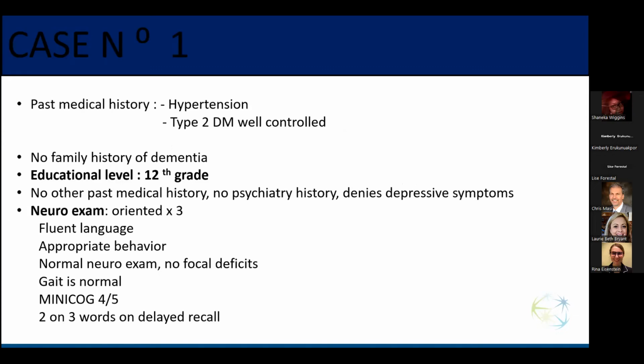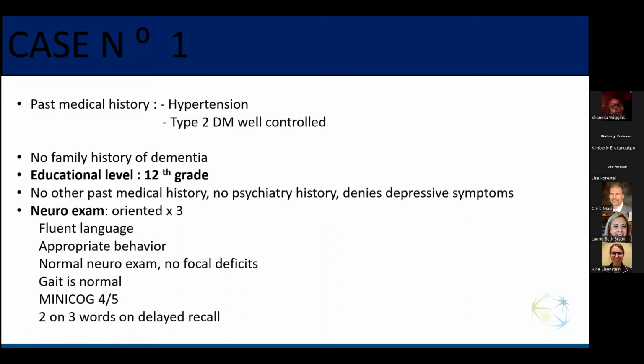Past medical history: hypertension, type 2 diabetes, well controlled. There is no family history of dementia. The patient has 12 years of education, and this is very important. All these tests have to be adapted to cultural level and literacy level. So of course, I'm not going to interpret a MoCA in someone who maybe is illiterate or who has less than 5 years of education. So we always pay a lot of attention to getting a good educational level history. So no other past medical history.